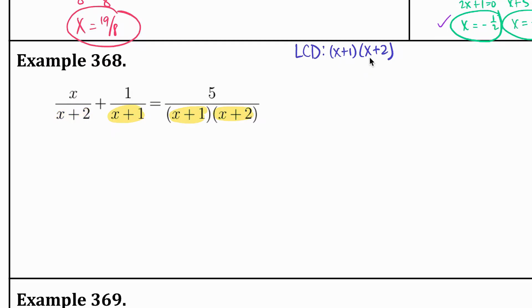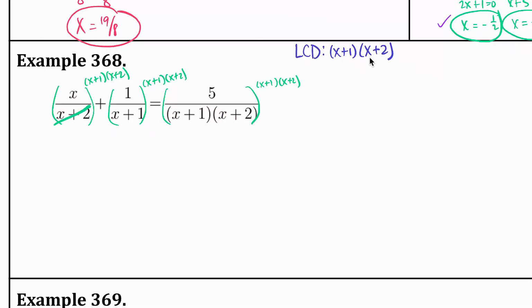All right, so we're going to multiply every piece here, writing small because this gets messy. This piece, and this piece, and this piece, by x plus 1 times x plus 2. Okay, and let's see how that helps clear these fractions.